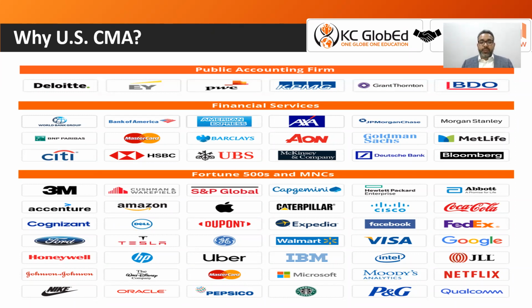If you look at Fortune 500 companies that have a very strong presence in India, like Coca-Cola, Capgemini, Accenture, Amazon, Apple, Caterpillar, Cisco, Facebook, FedEx, Dell, Tesla, Honeywell, Uber, Moody's, Netflix, they all have a very, very strong presence in India, right? These are the top-notch companies who hire hundreds and thousands of CMAs every year, and they have a huge demand for CMAs every year.